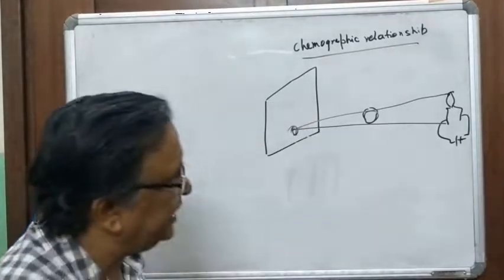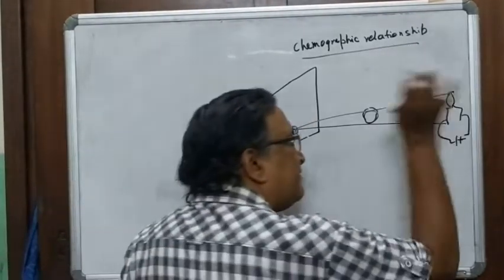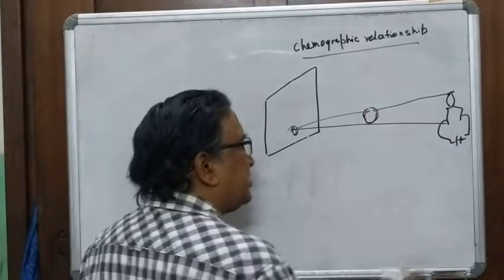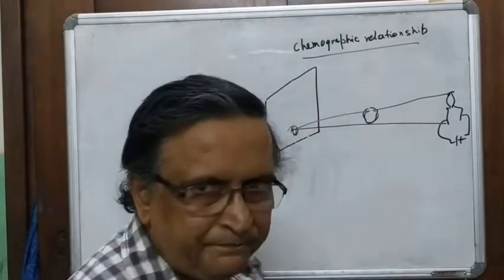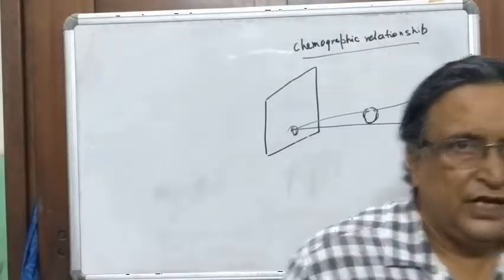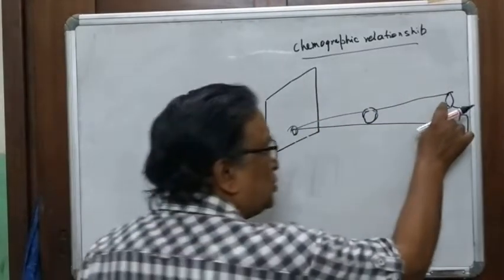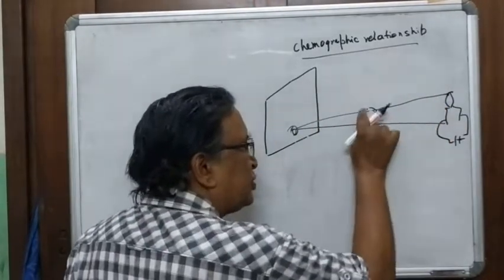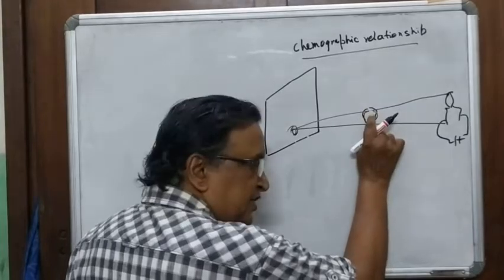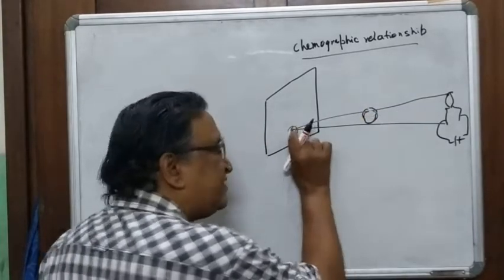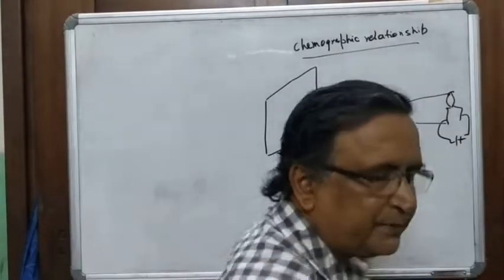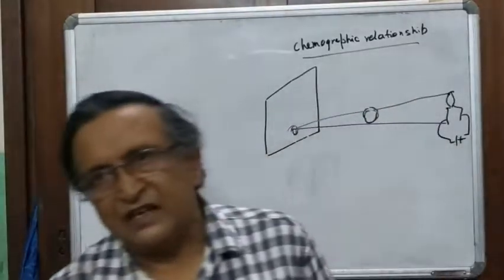But essentially, for projection, you should have a source, you should have an object, and you should have a screen. These are the 3 things. You've got to have a source from which you project, you should have a material which is being projected, and you should have a screen where the shadow of the projection is planted.